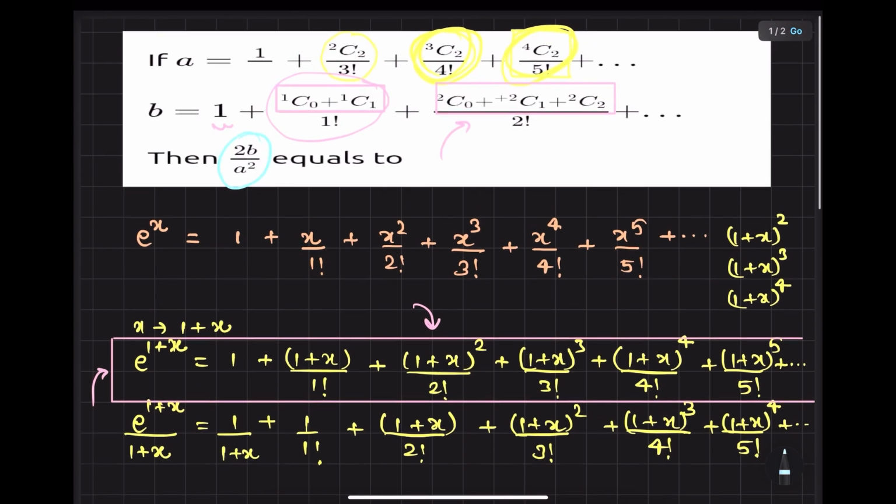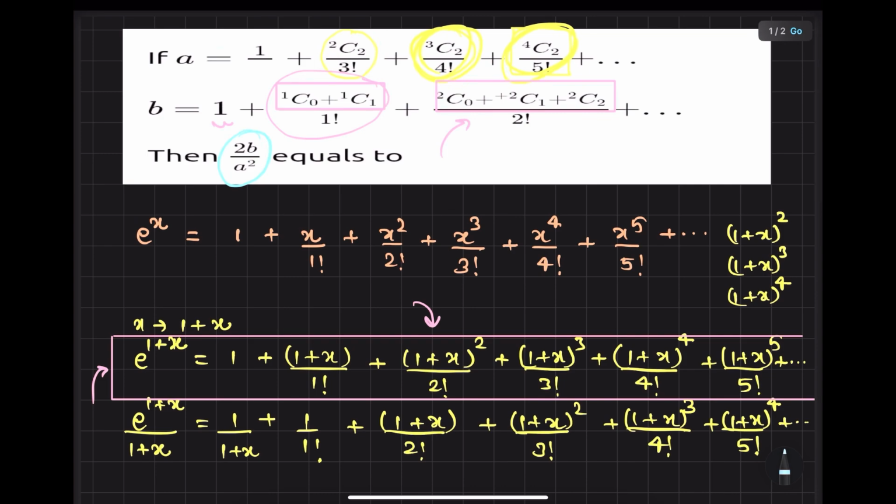I hope you got the idea, and from now onwards, whenever you witness a factorial in the denominator, if you observe a number in the denominator, you have to think about integration. If you find a number in the numerator, you have to think about differentiation. But if you find the factorial in the denominator, you have to think about e power x.